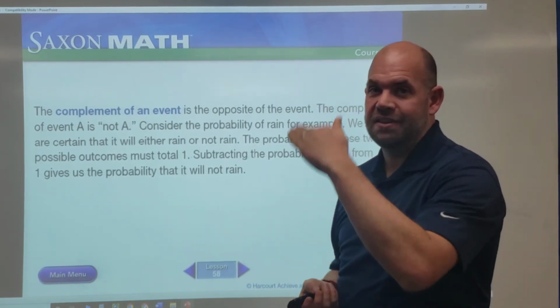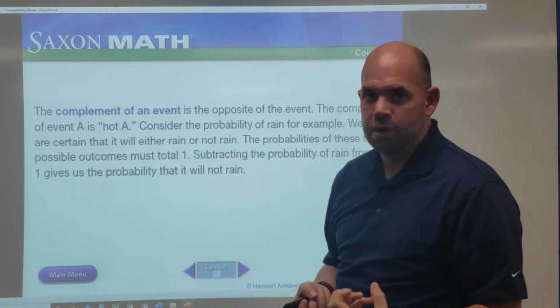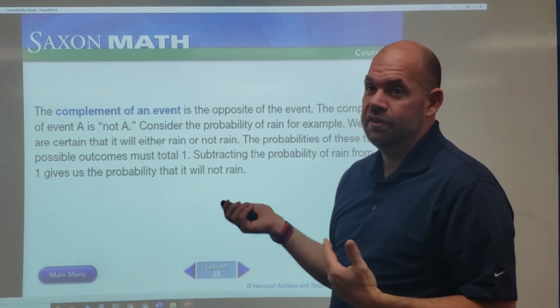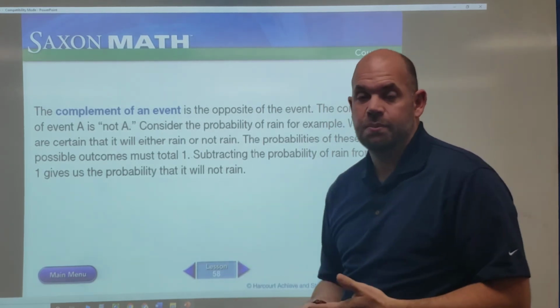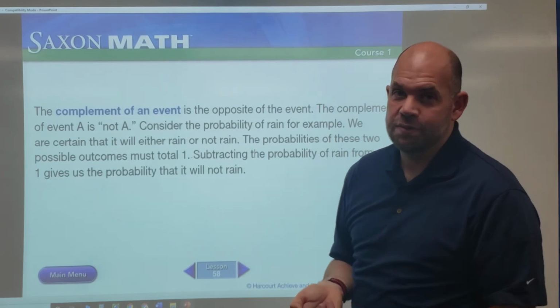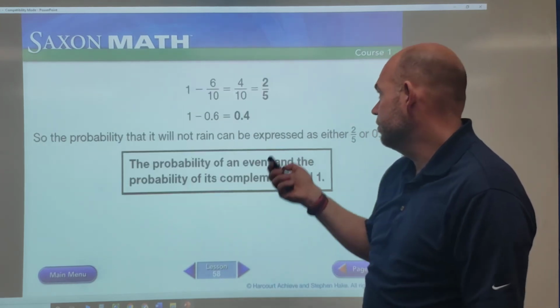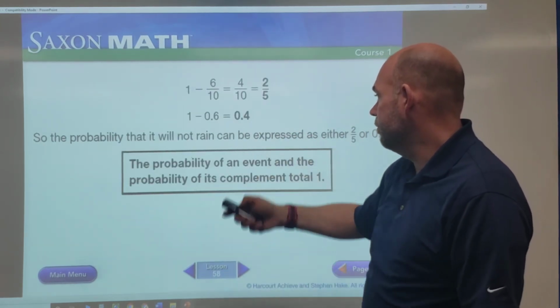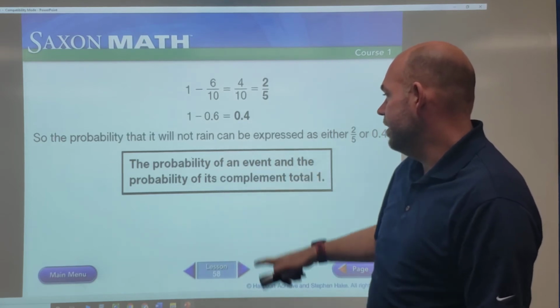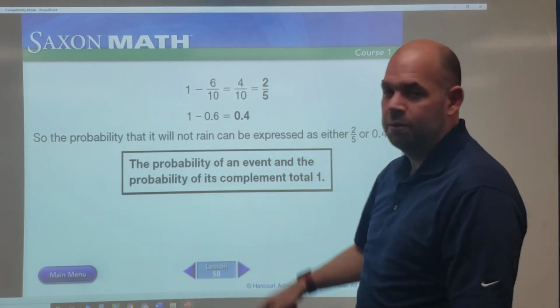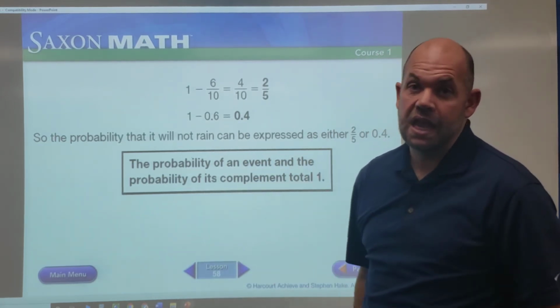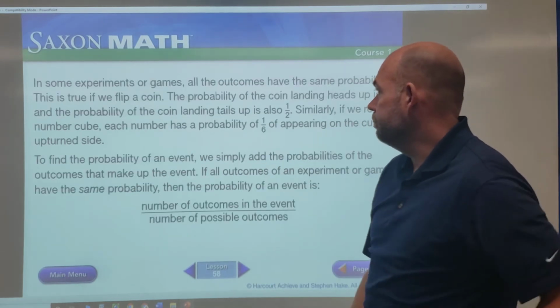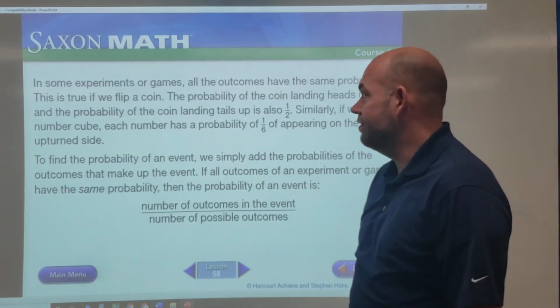So we subtract the 60% from 100 and get 40%, which, if we did it the same way we did with 60%, is going to reduce to 2/5 or 0.4. So I'm just going to go through that quickly. 2/5, 0.4. So the probability of an event and the probability of its complement, if you add those together, that's going to equal 1.